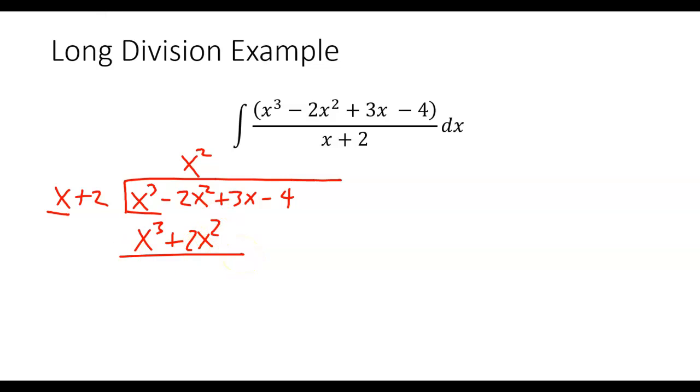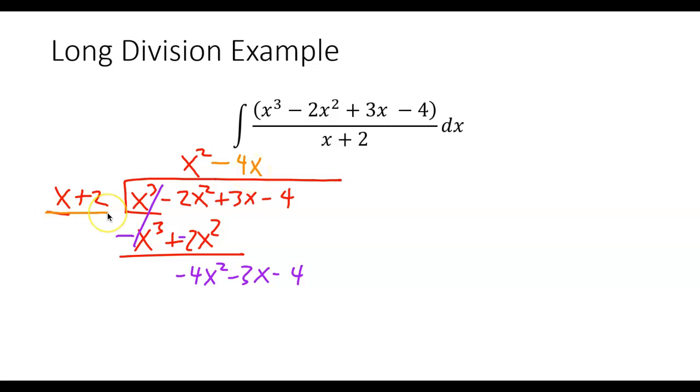The next thing that you do is you subtract. So subtract and subtract. In other words, you're going to change the signs. So if they're positive, they become negative. If they're negative, they become positive. And then after that, you add down. So in this case, these cancel. And then negative 2x squared and negative 2x squared is negative 4x squared. And then you just bring the rest of it down, and then you repeat the process. So now what would I multiply x by to get negative 4x squared? And the answer is negative 4x.